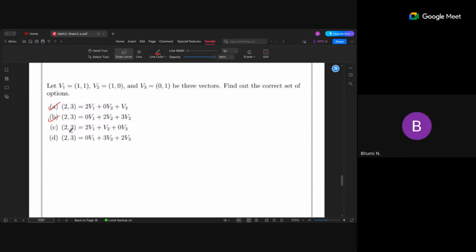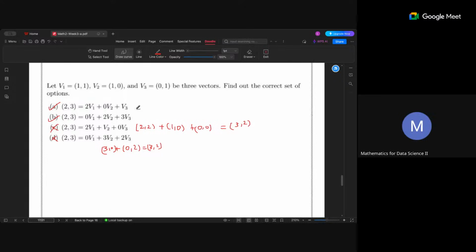No. So you have 2 comma 2, 1 comma 0 plus 0. So it is actually 3 comma 2. And this one? It is also 3 comma 2. Not correct. So you see that the same vector we are able to express as different linear combinations of V1, V2, V3. This is another observation.